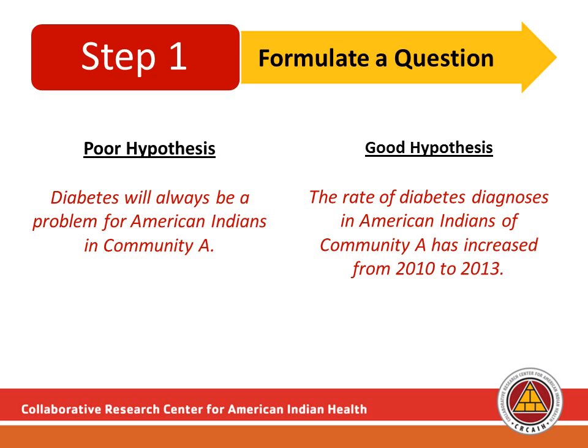Now take a look at the example of a good hypothesis. The rate of diabetes diagnoses in American Indians of Community A has increased from 2010 to 2013. This is a good hypothesis because it is based on information gathered from observations and a literature review. It can be verified through current techniques and data collection. And finally, only one question is asked, and it is specific.